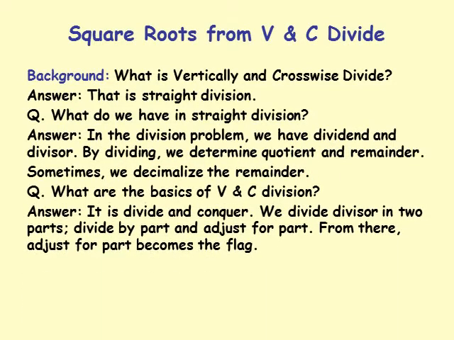What are the basics of vertically and crosswise division? Let's see if you still recall what is involved. Answer: it's divide and conquer. So we divide the division into two parts, divide by part and adjust for part. From there, the adjust for part becomes the flag digits. So we make the adjust for part the flag digits.